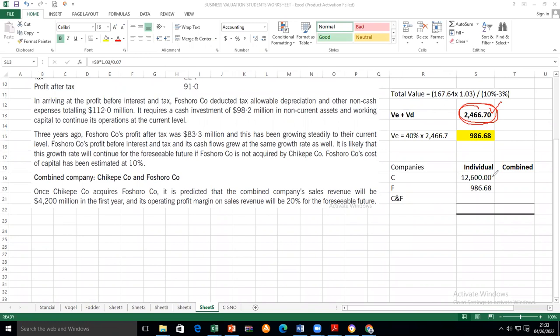This one also, if they continue on their own, this is the value. Now from there, we pulled out the value of equity, which was this one. So if these companies continue independently on their own without merging, this is what they're going to get. We can even push in a value there. Okay. Let's push in a value here.